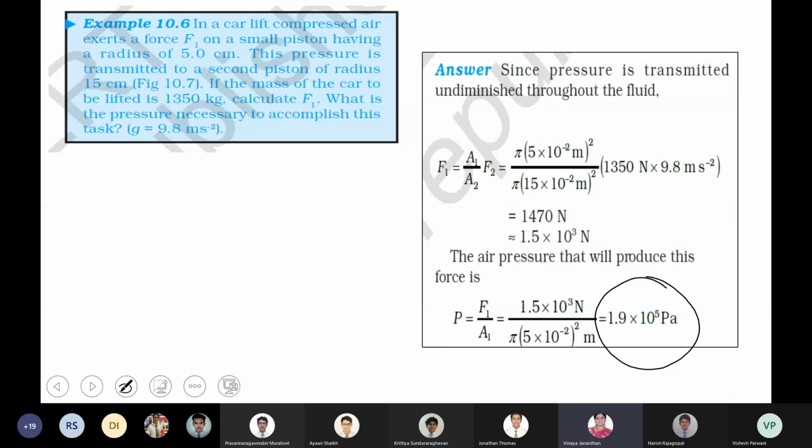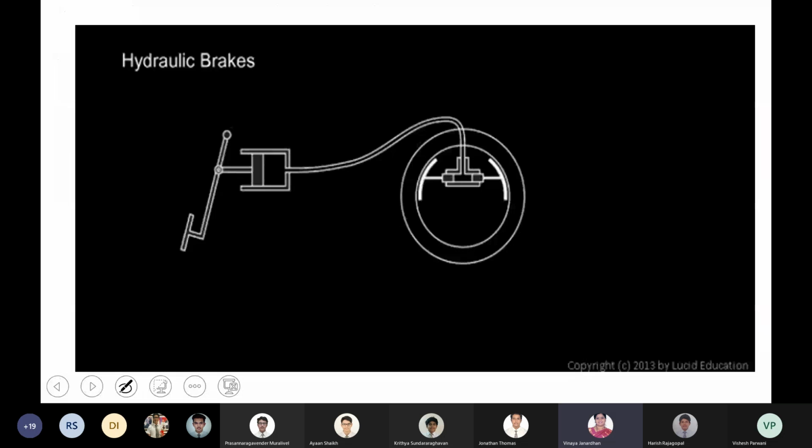Finished. Now we'll go for, boys, so far you are studying about fluids which are static, right? The next part of the chapter will be fluids which are in motion. Okay, now we'll go for the next one.